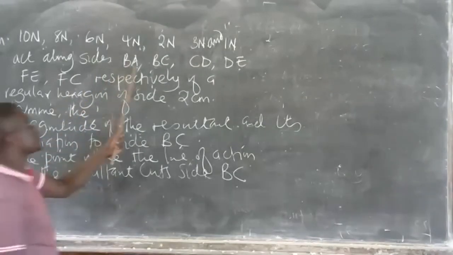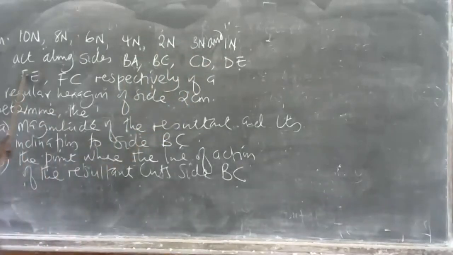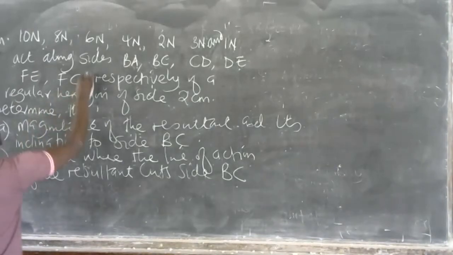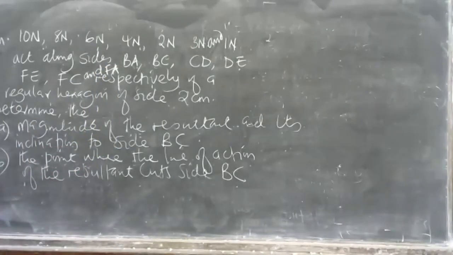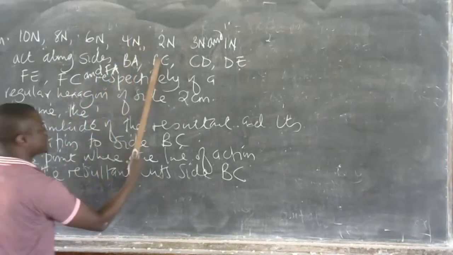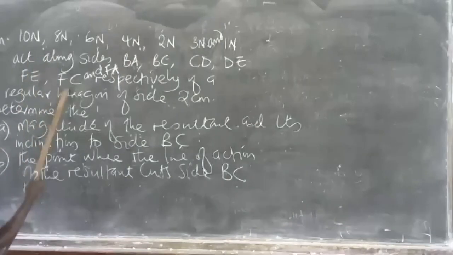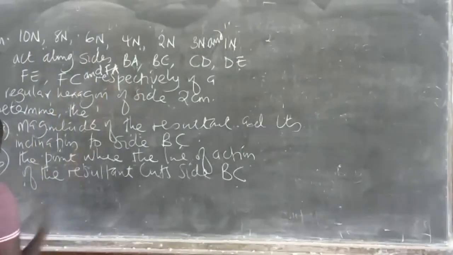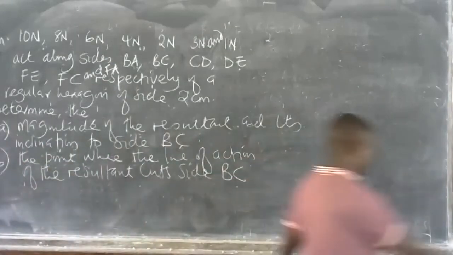So this is BA, BC, CD, DE, FE, FC, and FA respectively.